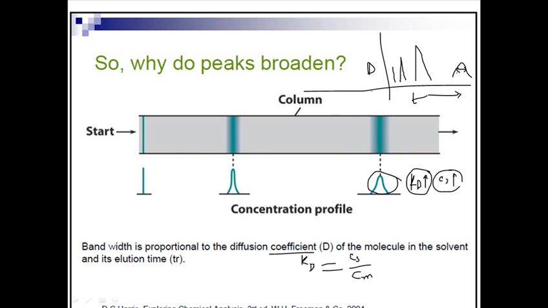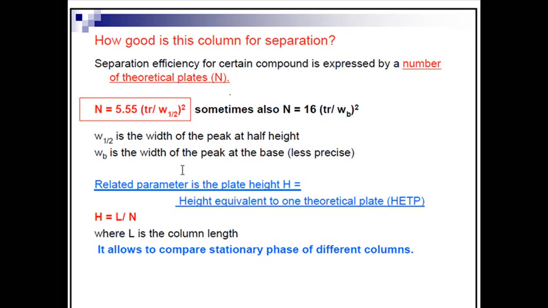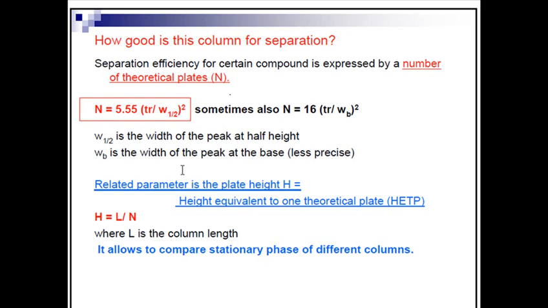So higher KD means broader peak. So this is related. Now, how good is this column for separation? We can determine the activity of a column, because all this reaction is taking place in columns. So we need a column where we have the stationary phase, and through which we can run the mobile phase along with the analyte molecule.